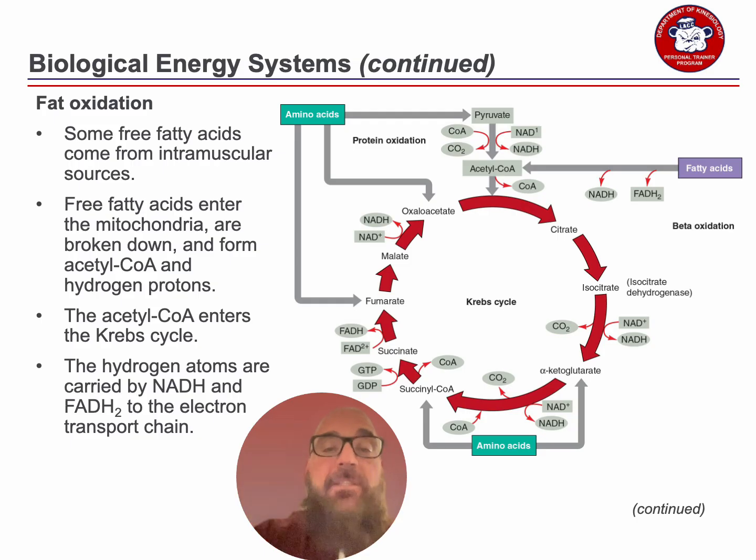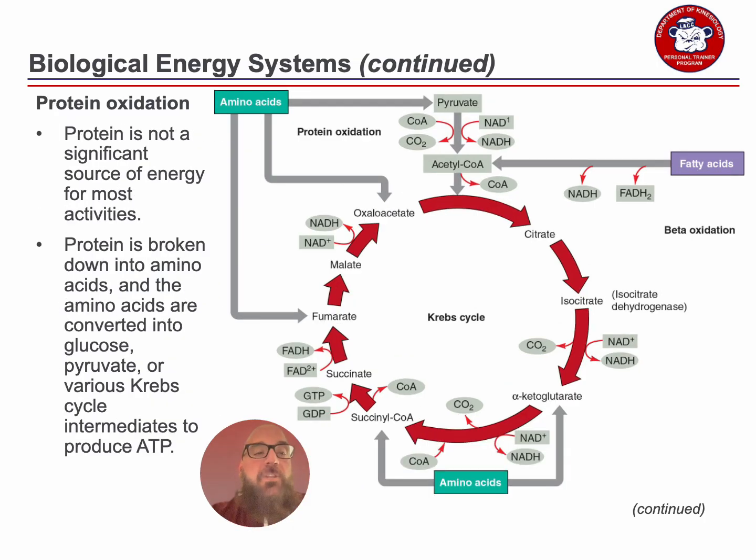So you see on the upper right side, fatty acids. On the lower portion, you see amino acids. And on the upper left-hand side, you see a little bit more protein oxidation. So amino acids coming from protein oxidation. Anytime you see oxidation, it's going to be oxygen utilized with whatever substrate. So in that case, it's going to be amino acids, which is protein. And on the right-hand side, you're going to see that beta oxidation, and that means it's going to be coming from fat. So protein oxidation. Protein is not a significant source of energy for most activities.